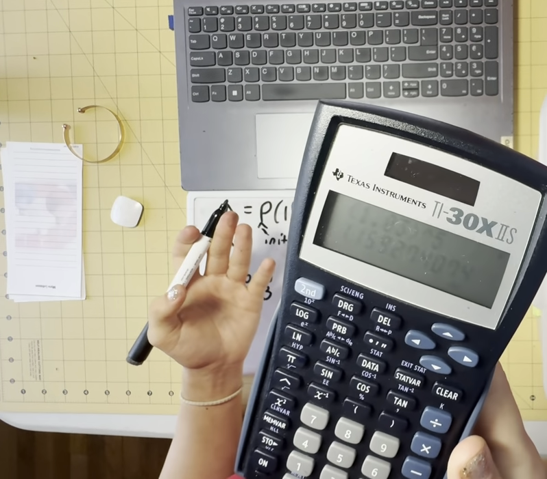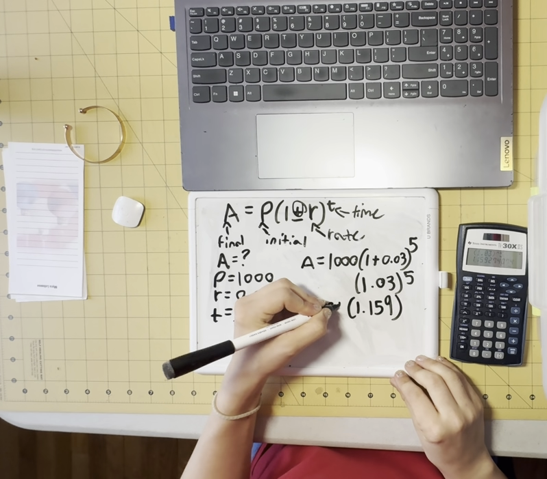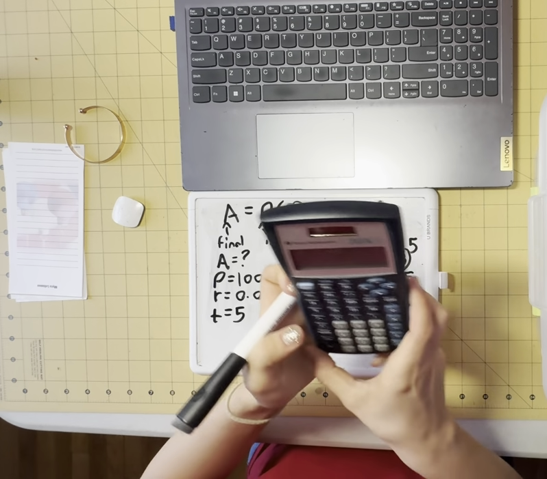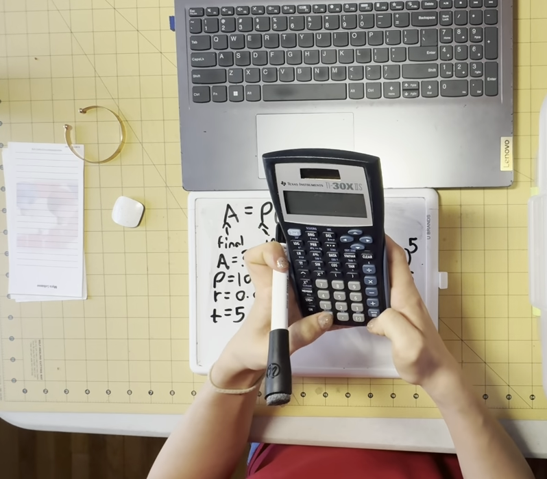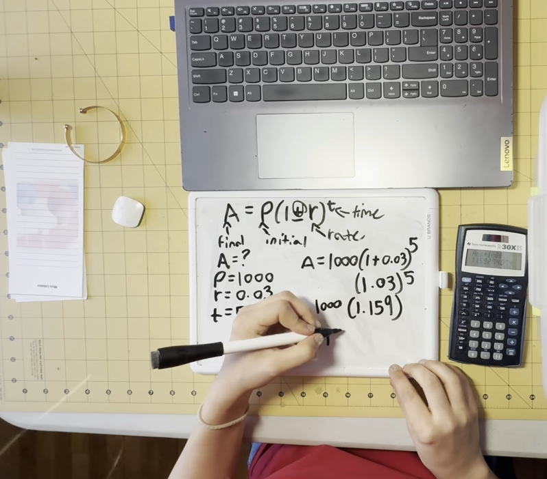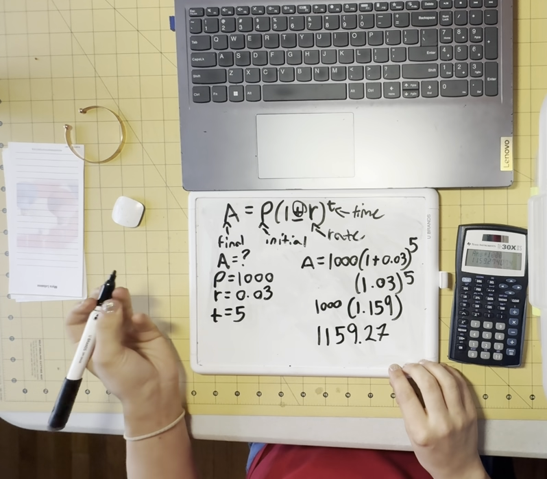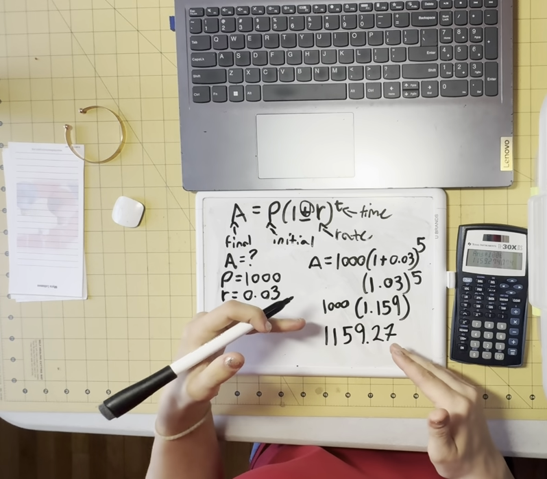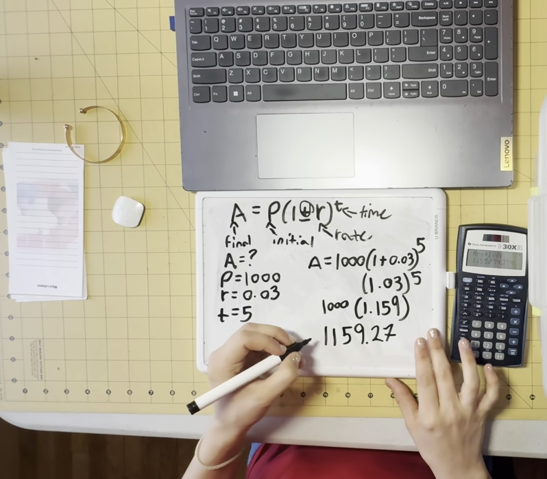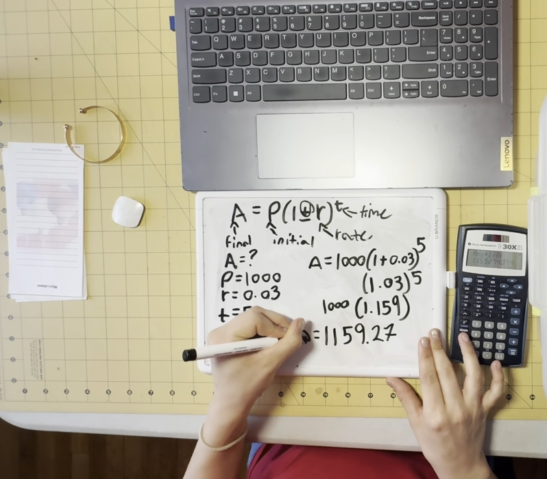So we're going to do 1,000 times 1.159, which is going to give us 1,159.27 people. Now, obviously, you can't have 0.27 of a person. That's not how people work. So if you're asked on an exam, I would round up.